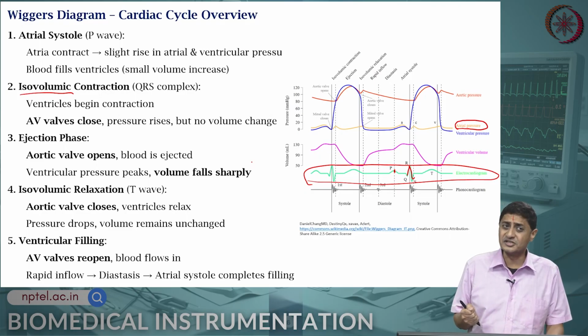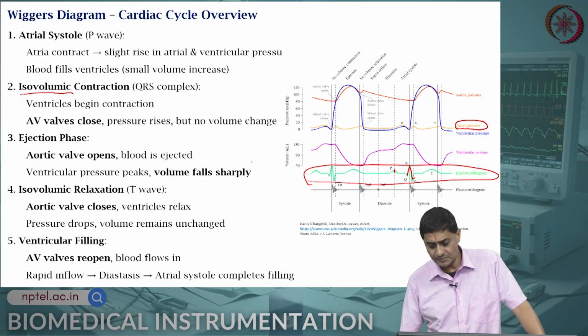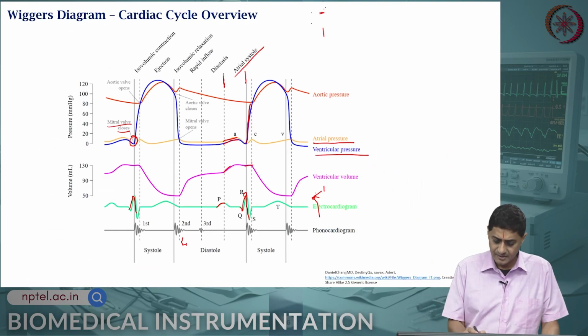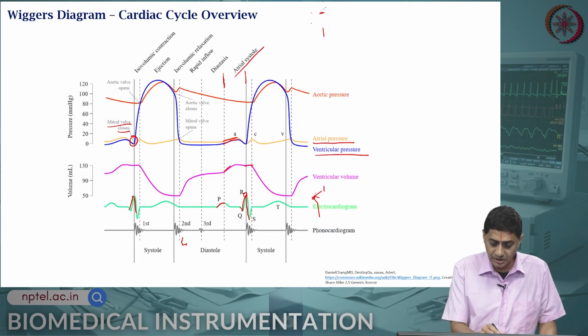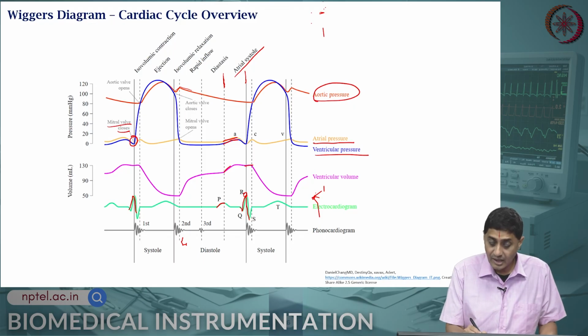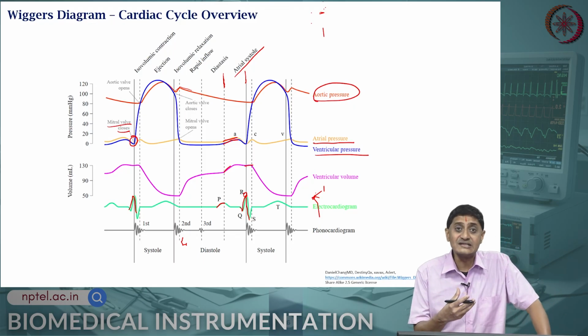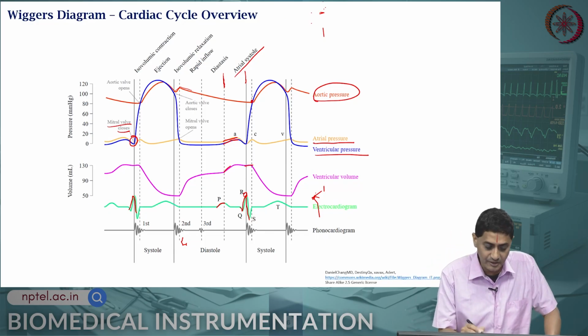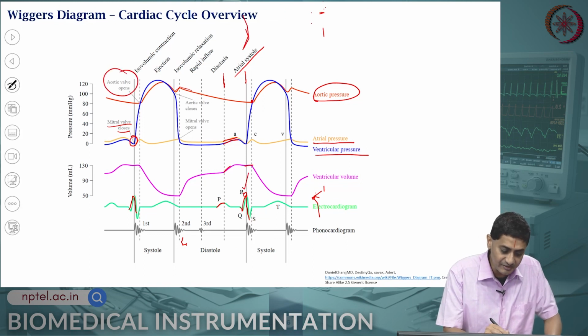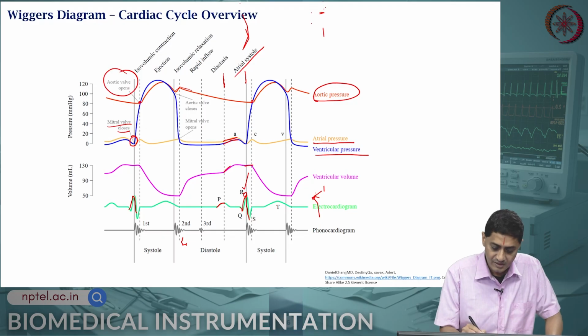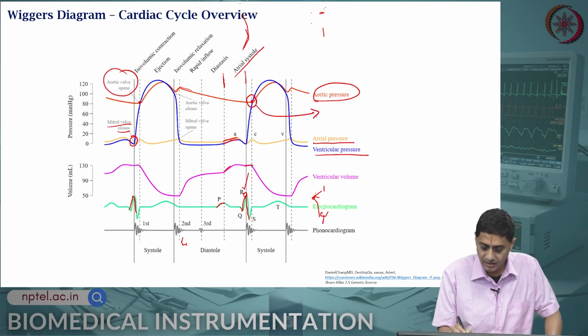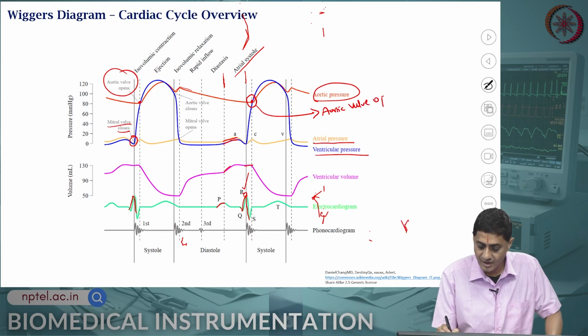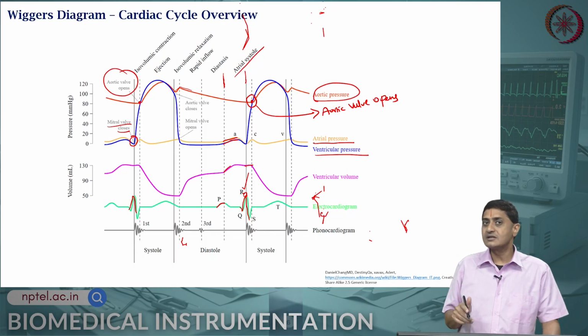Then the pressure continues to increase, and at some point, this one in red is the aortic pressure. At some point the pressure in the ventricles is higher than the pressure in the aorta. At that point the aortic valve will open. See, that is the point at which the aortic valve opens.